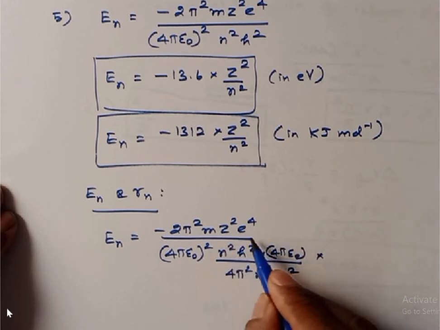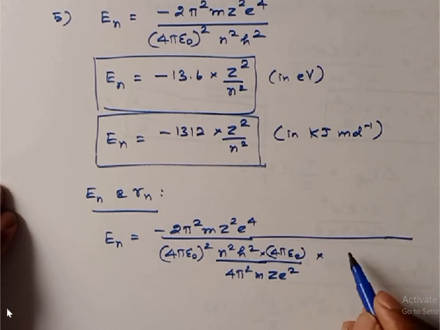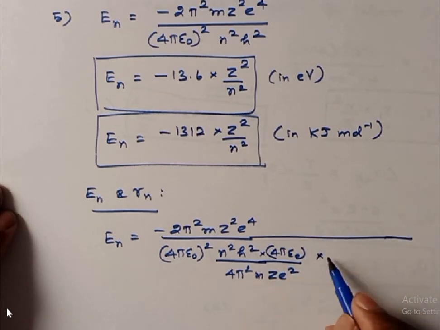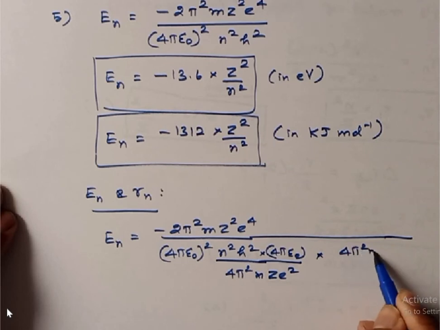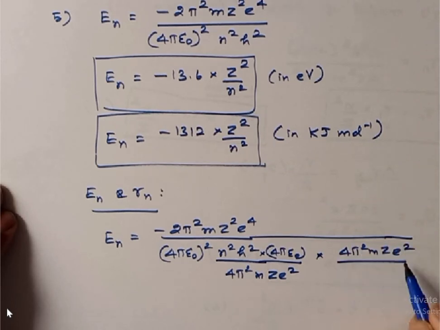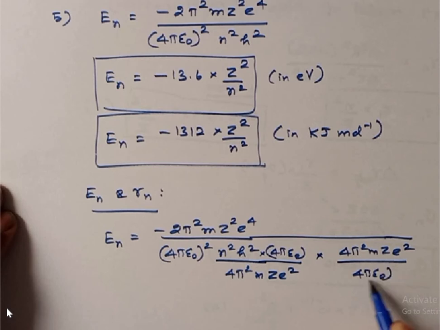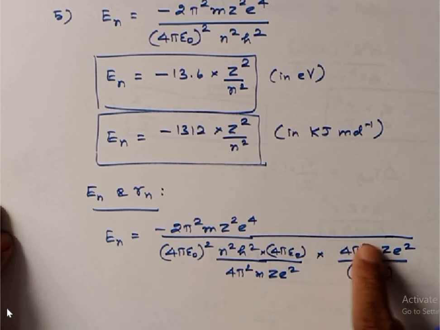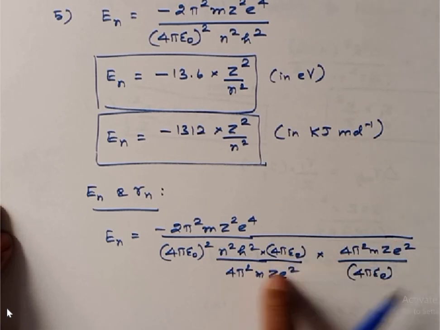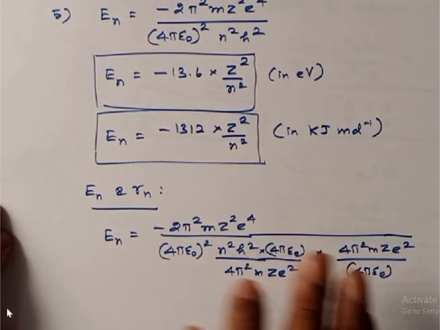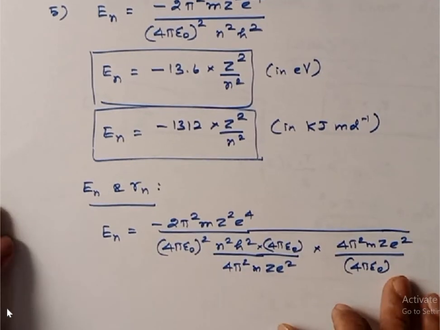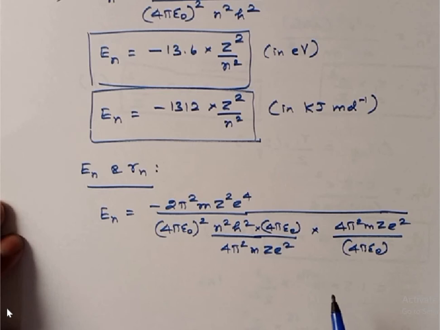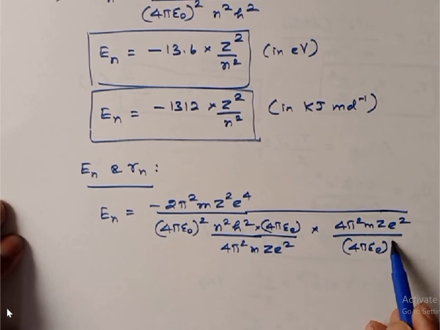So we have to multiply this by 4 pi square m Z e square over 4 pi epsilon naught. I'm just multiplying by 4 pi epsilon naught by 4 pi square m Z e square, and I'm also multiplying with this quantity so that these two things cancel. You will get the relation, the equation remains the same. Now see, why did I do that? 4 pi epsilon naught, I can cancel this square.